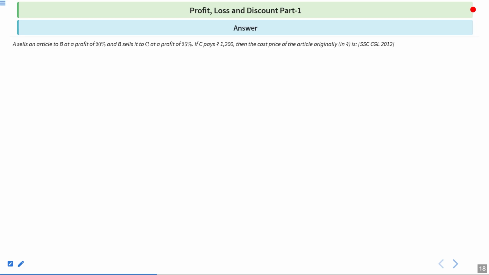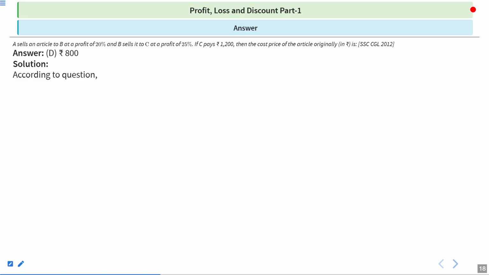So the question says that A sells an article to B at a profit of 20% and B sells it to C at a profit of 25%. And if C pays 1200, it is also given that the cost price for C is 1200 rupees. C pays 1200 to buy the product. So the correct answer of this question is D, which is 800 rupees. Now see the detailed solution of this question.